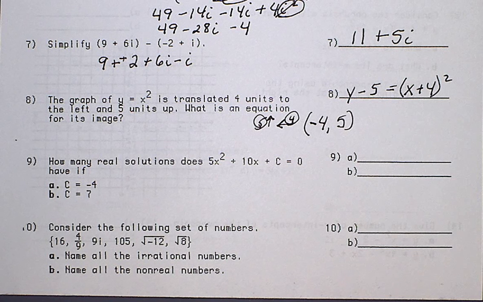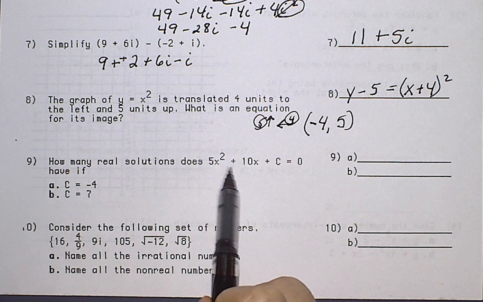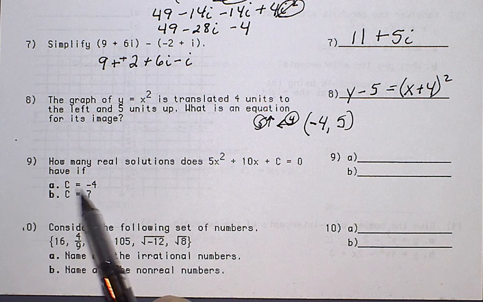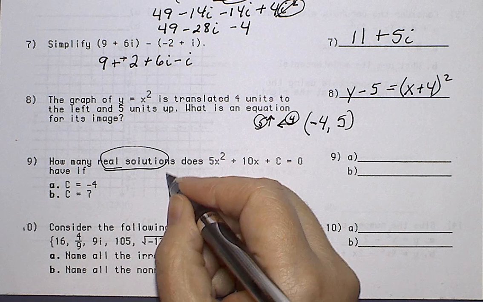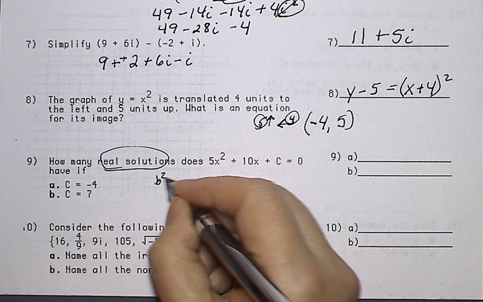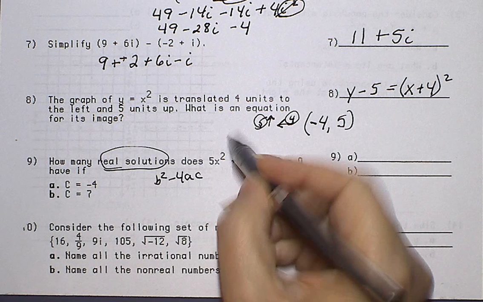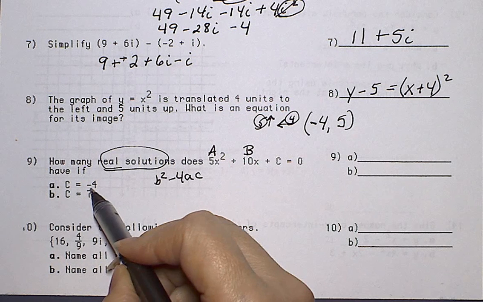Alright, number 9. How many real solutions does 5x squared plus 10x plus c have? And they have c as a negative 4 the first time, and then c is 7. So real solutions, remember, is by the discriminant, which is b squared minus 4ac. So this is going to be a, this is going to be b, and then c the first time will be negative 4, the next time will be 7.